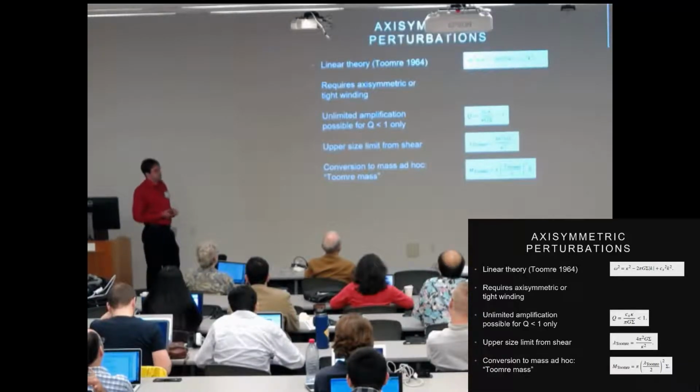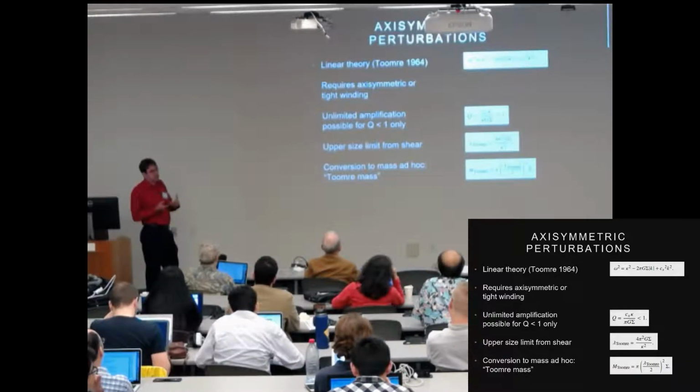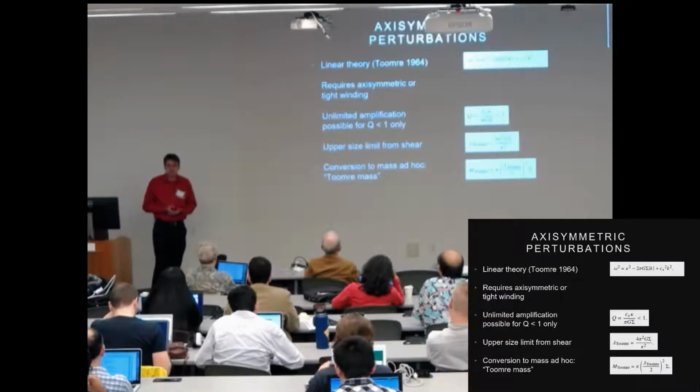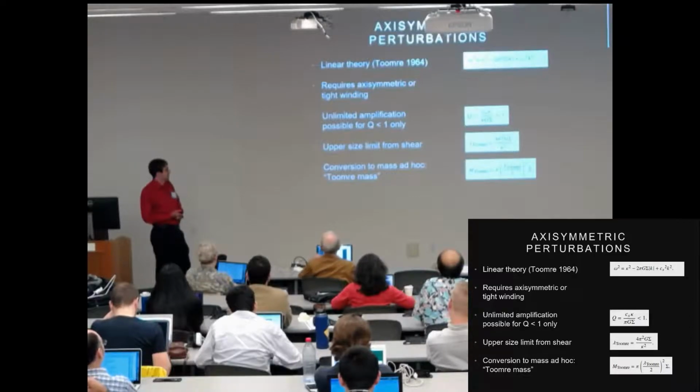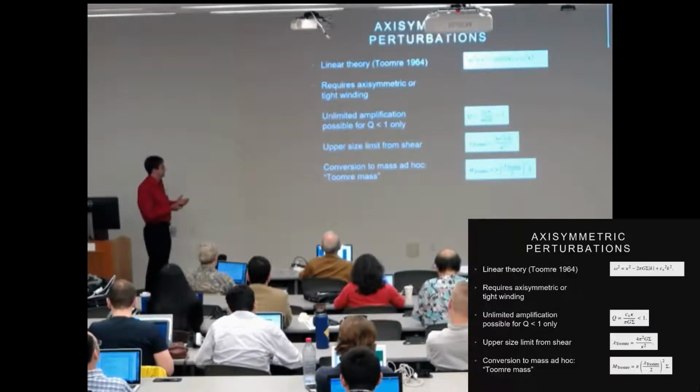Q less than 1, that's for an idealized razor-thin disk. If your disk has a finite thickness, then it could be as small as, say, 0.6 for these instabilities to go. One interesting feature of the model is you do have an upper size limit from shear, and this leads to this idea of a Toomre mass.